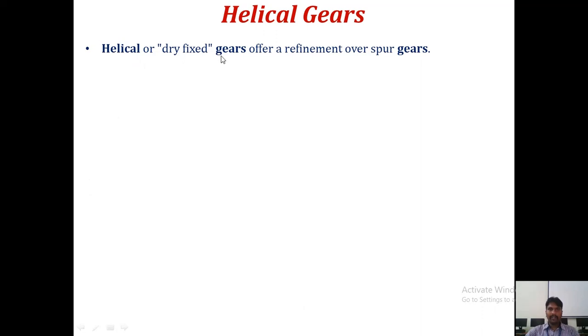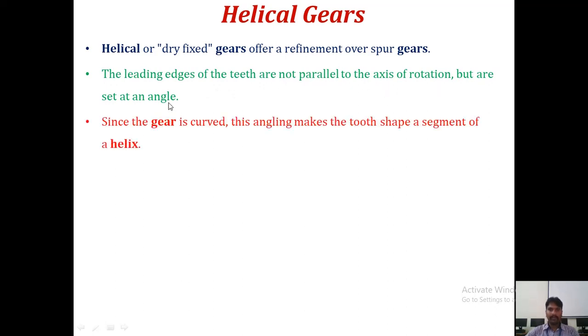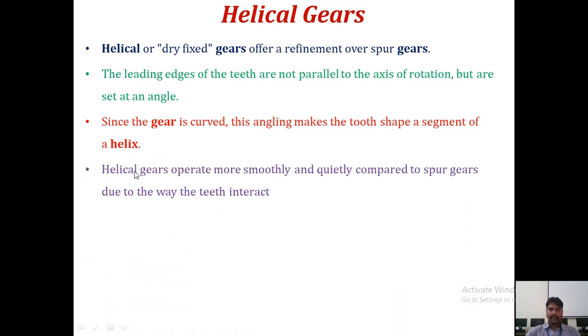Helical gears offer a refinement over spur gears. The leading edges of the teeth are not parallel to the axis of rotation but are set at an angle. Since the gear is curved, this angling makes the tooth shape a segment of a helix, and it is called a helical gear. Helical gears operate more smoothly and quietly compared to spur gears due to the way the teeth interact. The teeth on a helical gear are cut at an angle to the face of the gear.